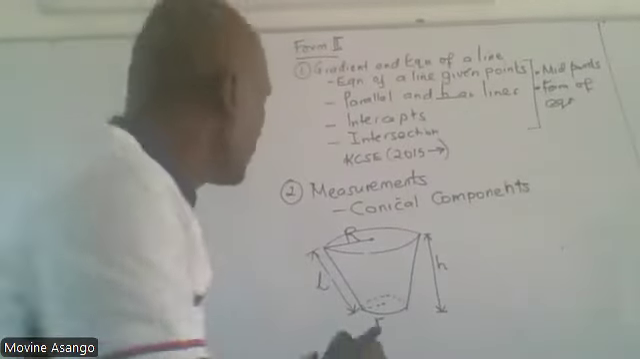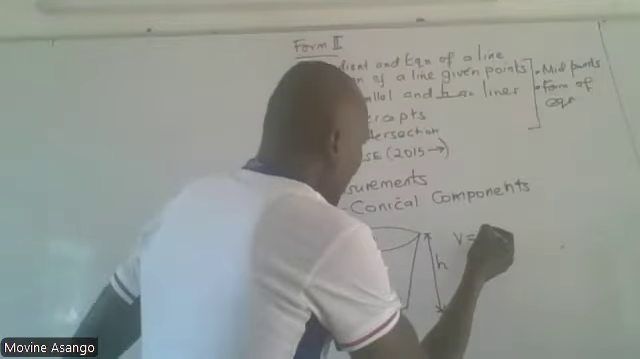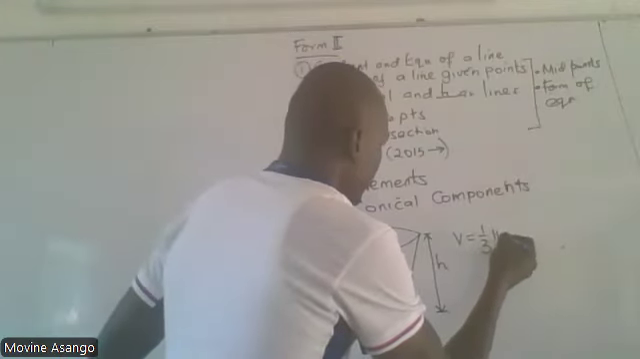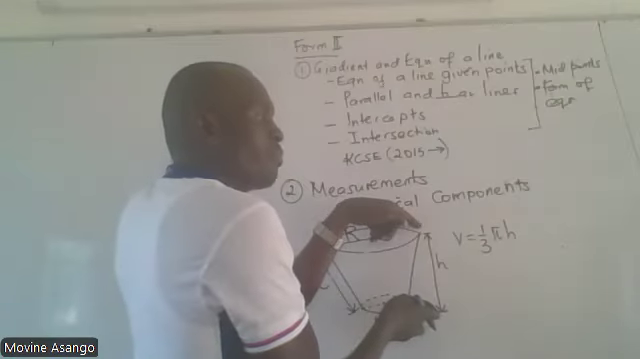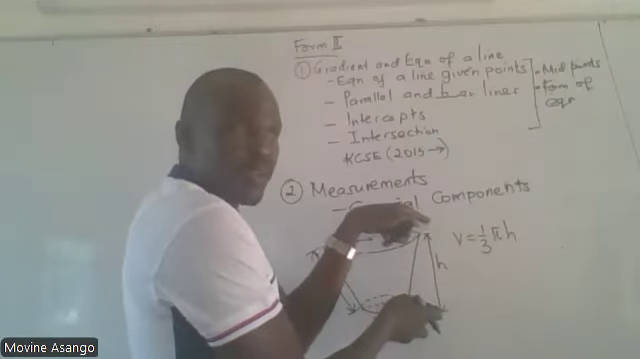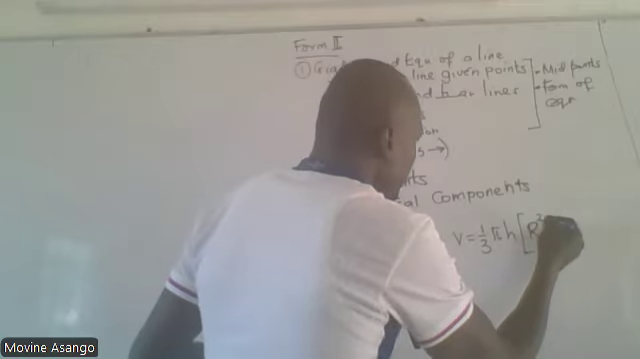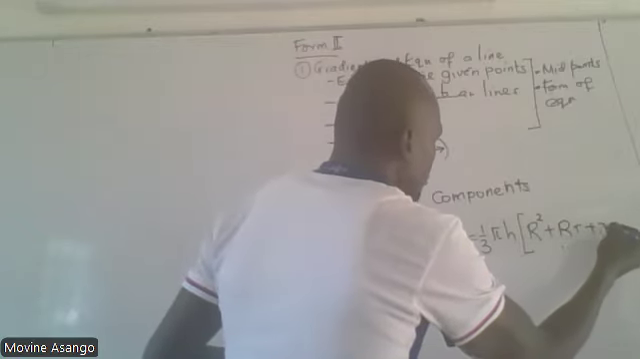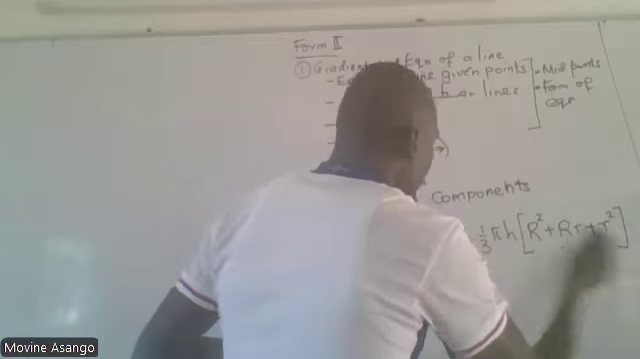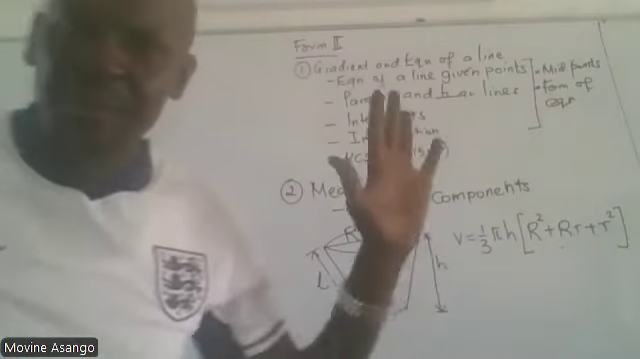For example, the volume of this frustum is a third pi H, where H is the height of this frustum. You multiply by capital R squared plus capital R small r plus small r squared. You apply it directly and you have the volume.